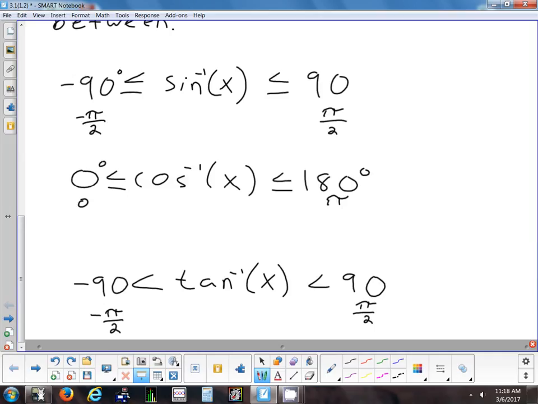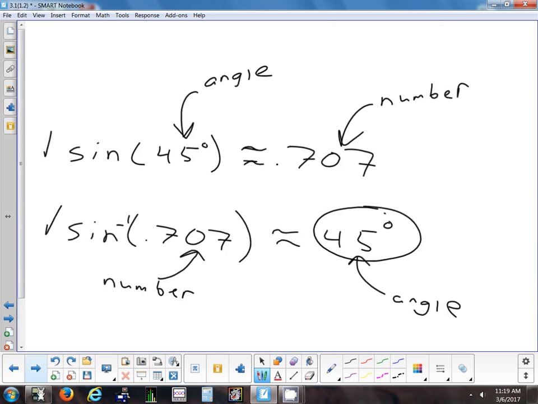Okay, any questions on that? So where do these numbers come from? Why negative 90 to 90? Why not negative 100 to positive 100? We're not going to look at that for all of them, but I'm going to take a look at it just for the inverse sine function, just to get an idea of where that negative 90 and positive 90 come from. I'm going to look at it as a picture.